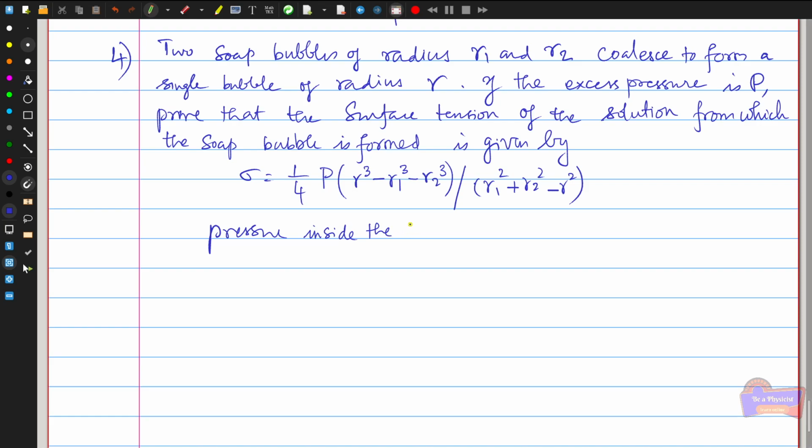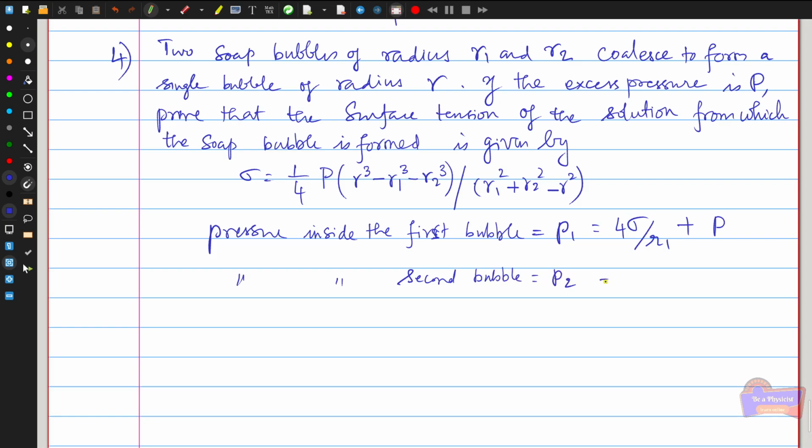So here the pressure inside the first bubble, taken as P1, is given by 4 times sigma divided by R1 plus the atmospheric pressure, that I have taken as P. That is the pressure inside the first bubble. Similarly, the pressure inside the second bubble, taken as P2, is equal to 4 sigma divided by R2 plus the atmospheric pressure P. Sorry, this P is actually the excess pressure.